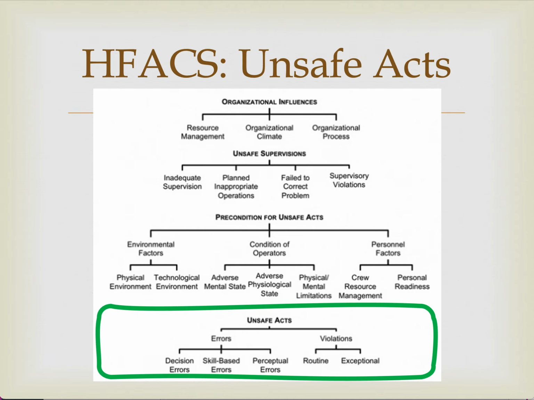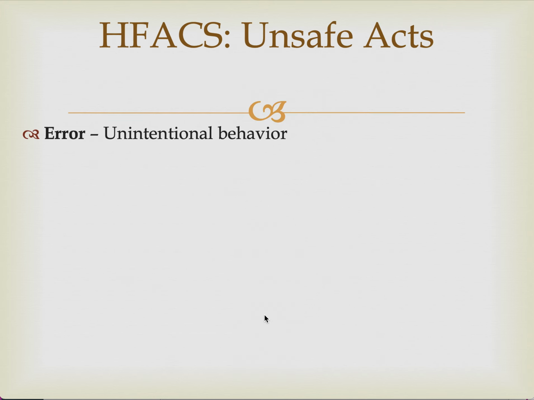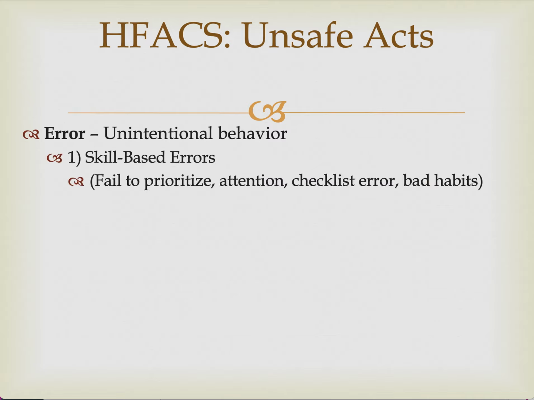So first, let's talk about down here on our unsafe acts. It's broken into errors and violations. An error is an unintentional behavior. It wasn't meant to happen. And the subcategories there are skill-based errors, like you didn't prioritize correctly, you didn't pay attention to the right thing, you made a checklist error, or you have bad habits that you were following.